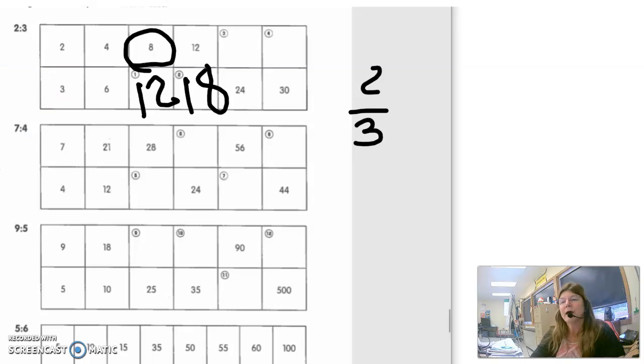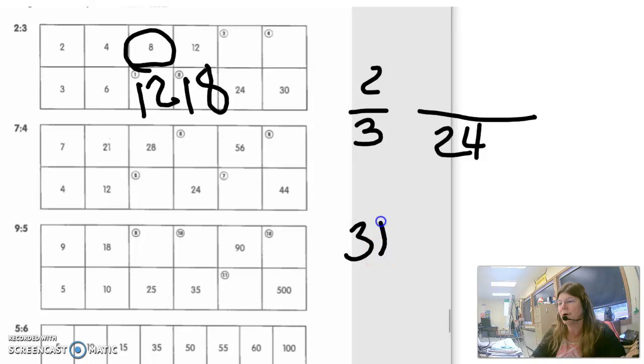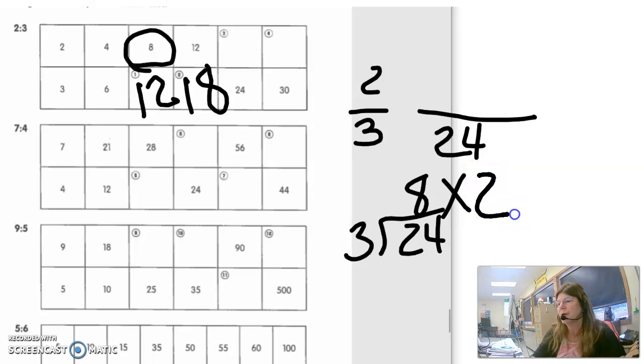Okay, so now let's look. Our top box is open. Our bottom box is 24. Step 1, we divide. So 24 divided by 3 is 8. Step 2, multiply times the top box, which is 2. So 8 times 2 is 16. So the answer is 16.